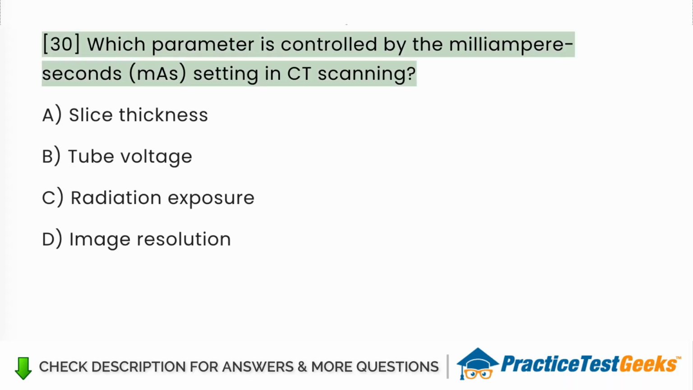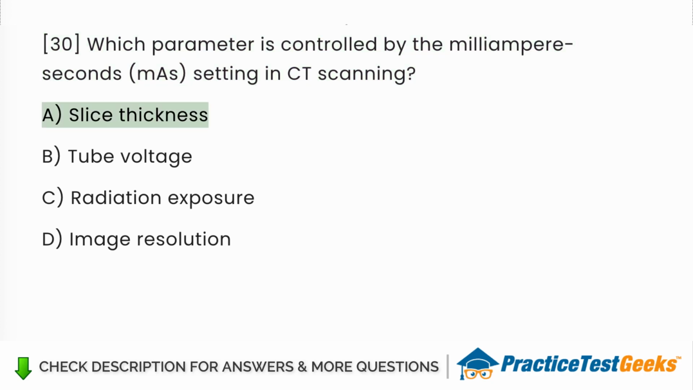Which parameter is controlled by the milliampere second setting in CT scanning? A. Slice thickness. B. Tube voltage. C. Radiation exposure. D. Image resolution.